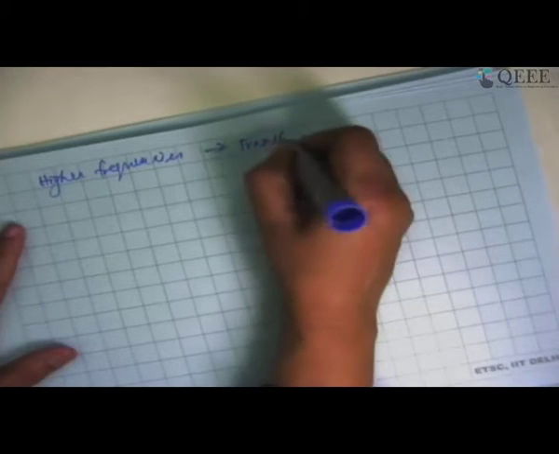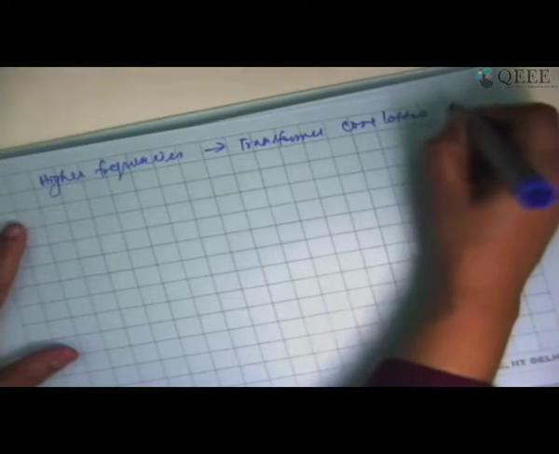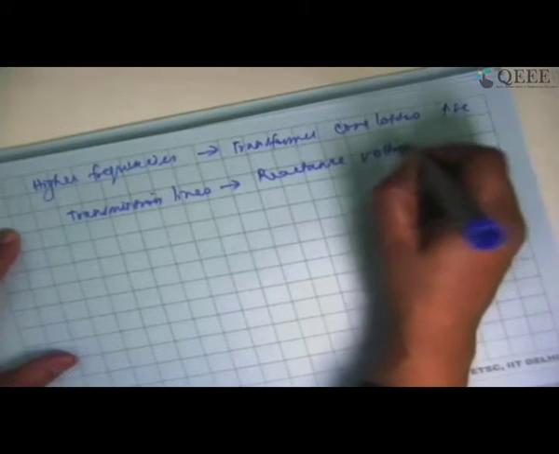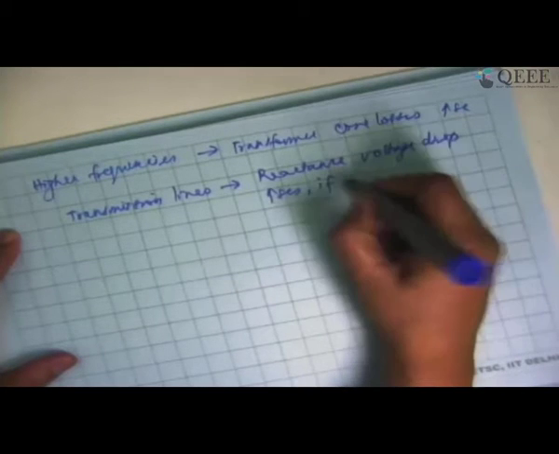See, the thing is that if we go for higher frequencies, definitely it is not good for us because transformer core losses increase. It is also true that in transmission lines, again we have reactances. So reactance voltage drop will also increase if we go for higher frequencies.